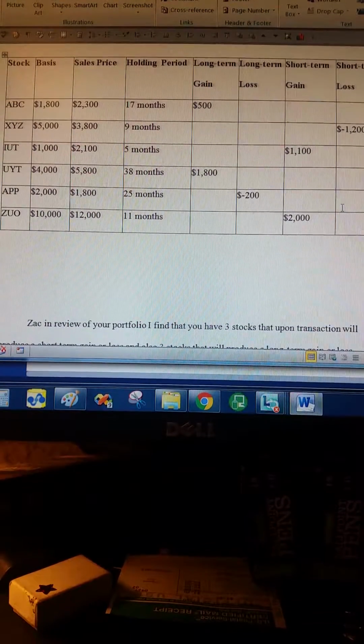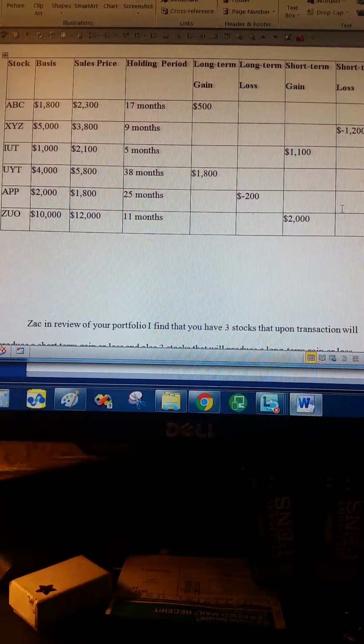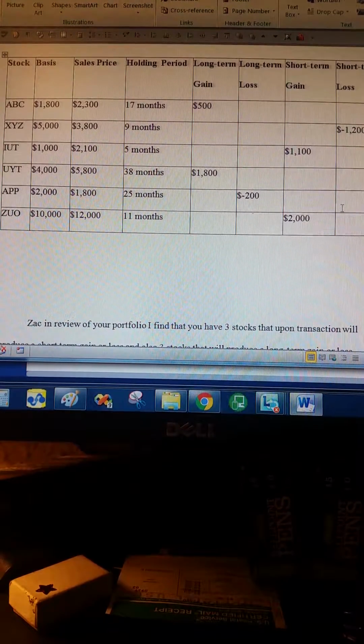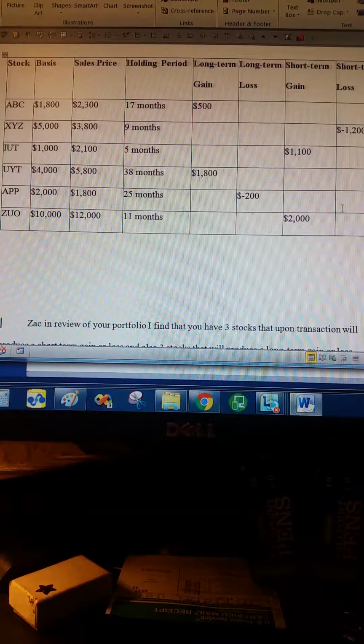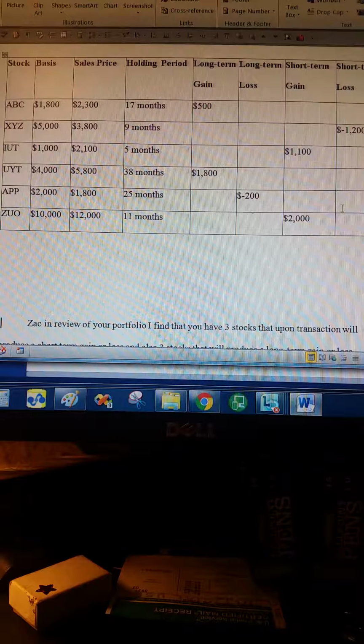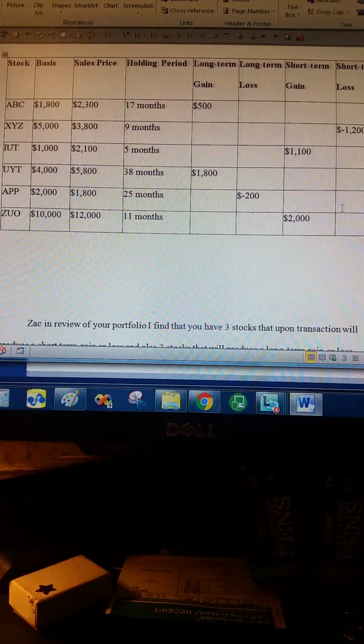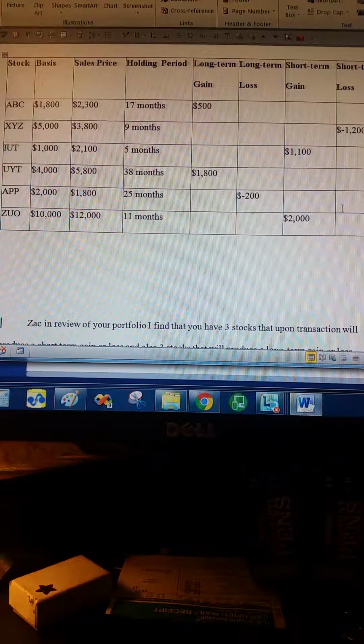Looking at your portfolio, XYZ would have a loss of $1,200 at the marginal income tax rate. IUT would have a gain of $1,100 at the marginal income tax rate. ZUO would have a gain of $2,000 at the marginal income tax rate.